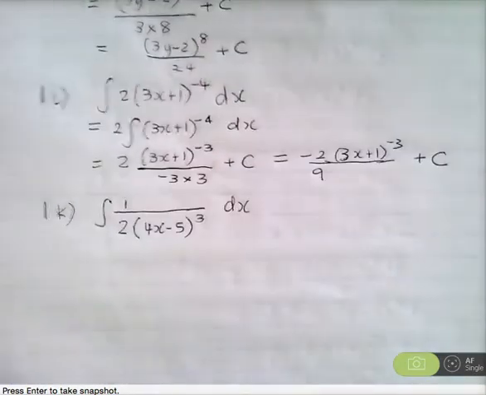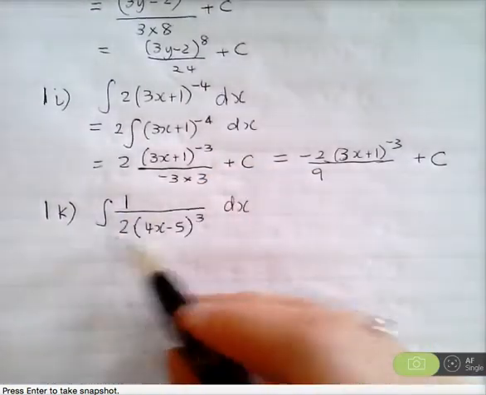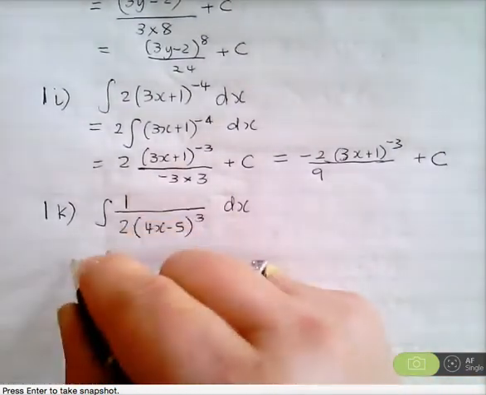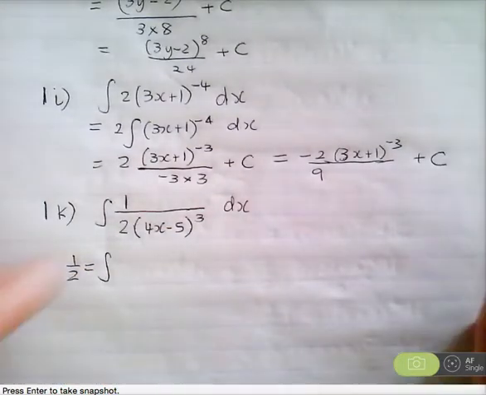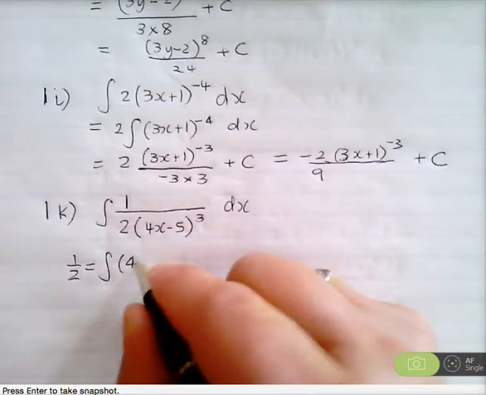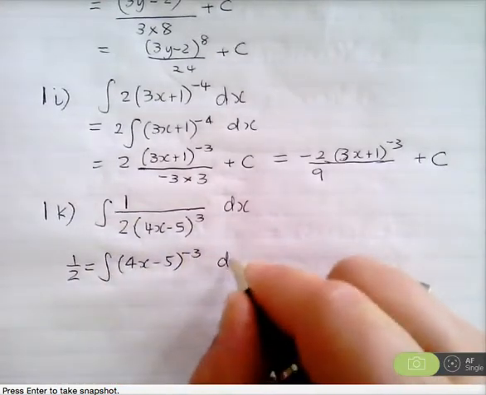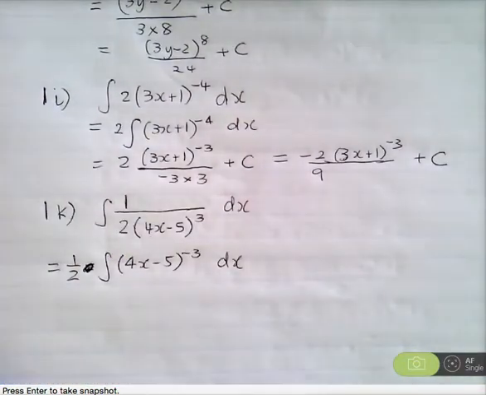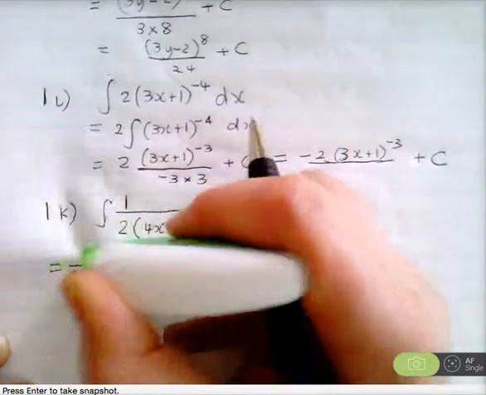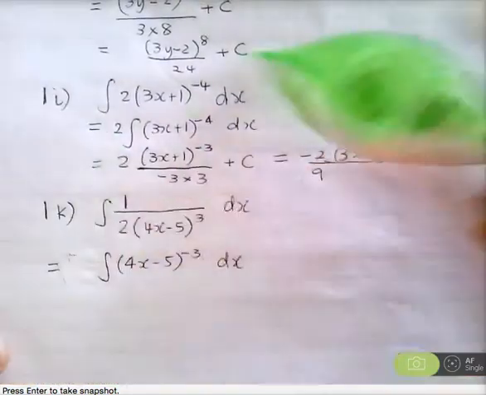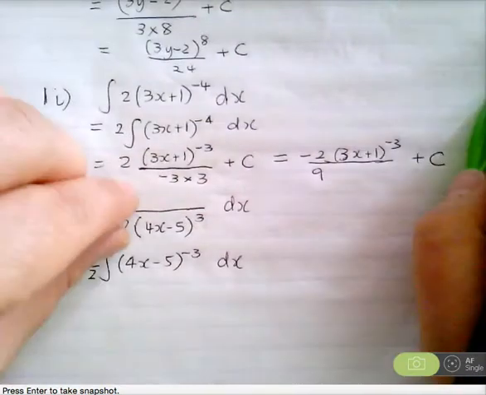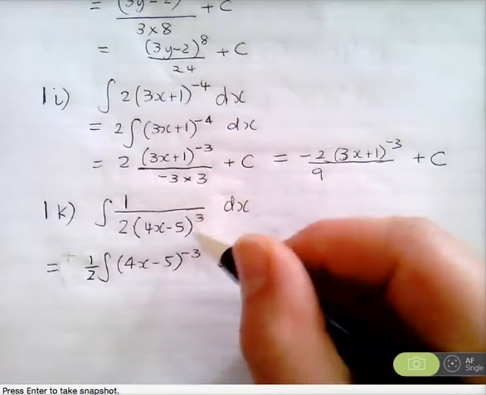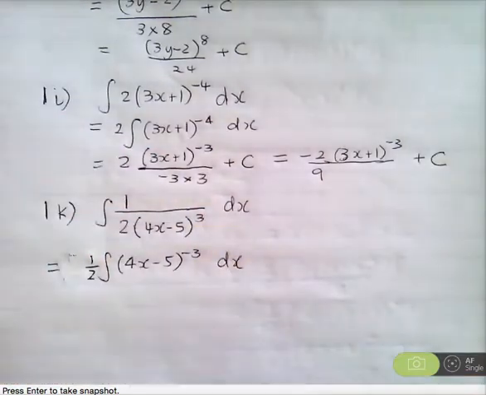The next question, K. Integrating 1 over 2 bracket 4x minus 5 to the power of 3. That's the same. I'd like to take that half out the front and write it as 4x minus 5 to the power of negative 3 dx. So that equals a half times. So that way you don't get it confused with the integration process. So put that half as a constant, put it out the front, and write your 4x minus 5 to the 3, bring it up to the numerator and make the power negative 3.